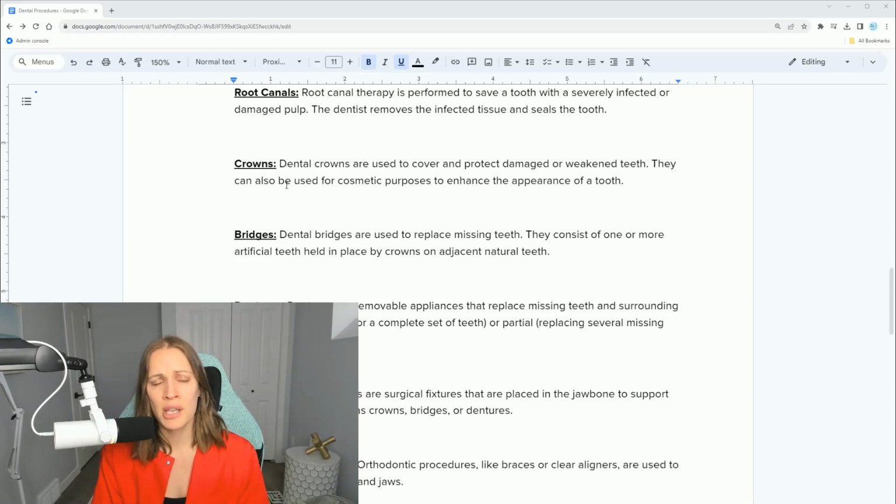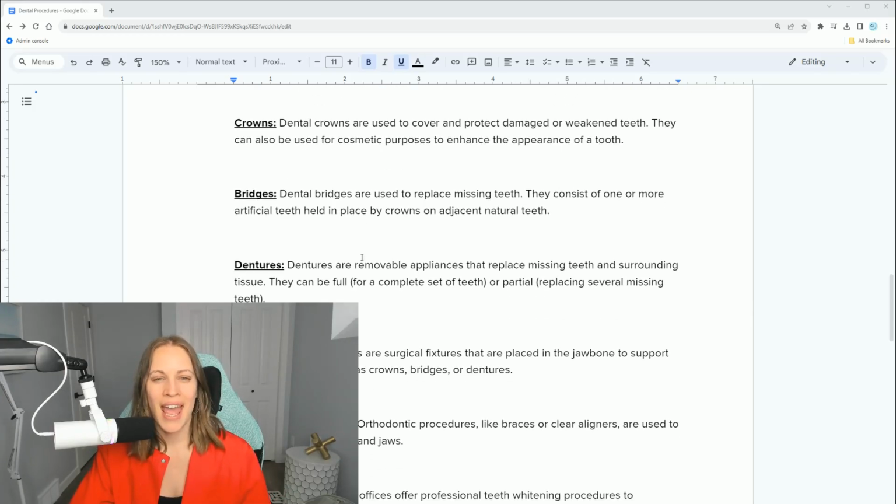The first appointment is all about prepping the tooth. The second appointment is then you have to send the temporary impressions, all of that off to the lab for them to make the crown. So then the second appointment is actually placing the crown over top. So how is everybody doing so far?